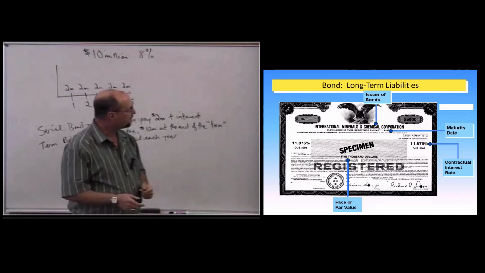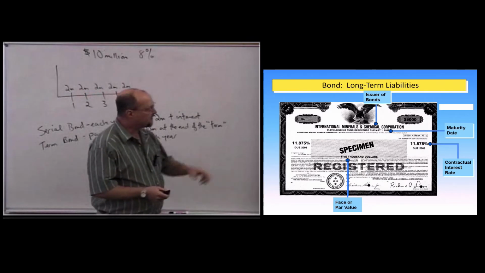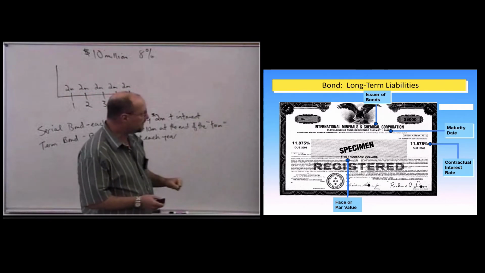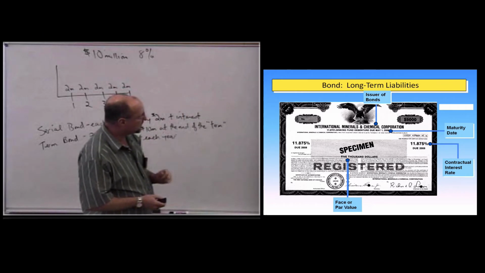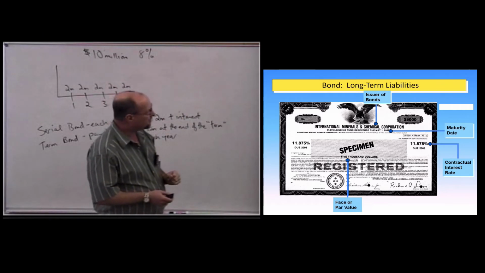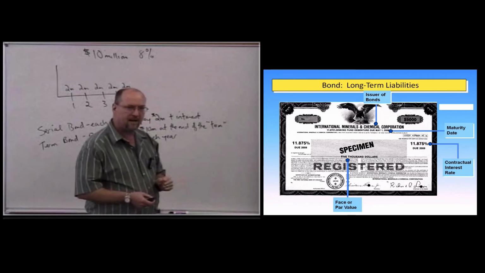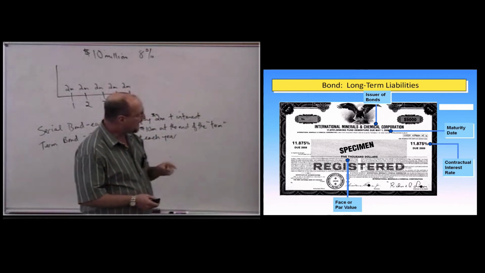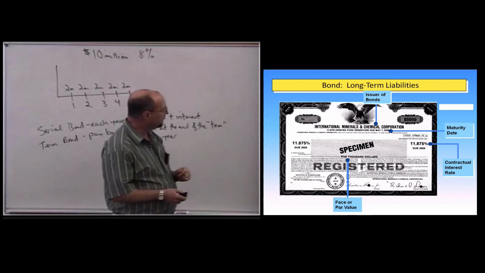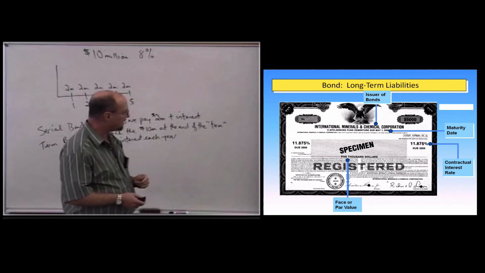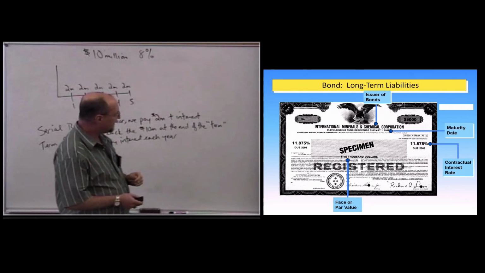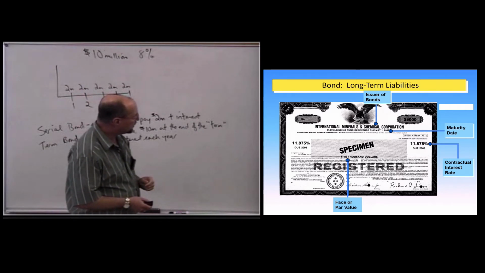Here's a bond certificate. This is the face of the bond. And as we can see in this particular example, each bond certificate has a face value of $5,000. The contract rate on this bond is 11.875%. The maturity date is 2008. I don't know when this thing was issued.